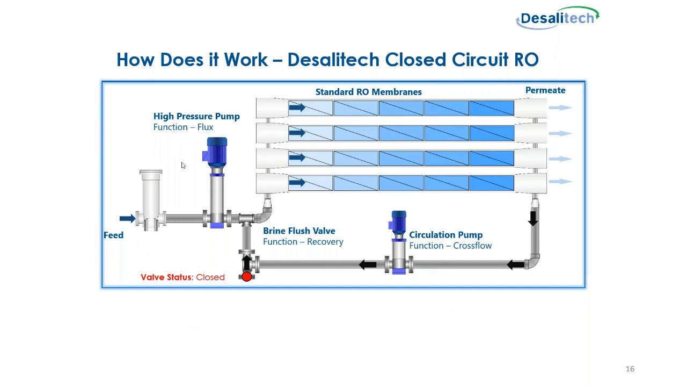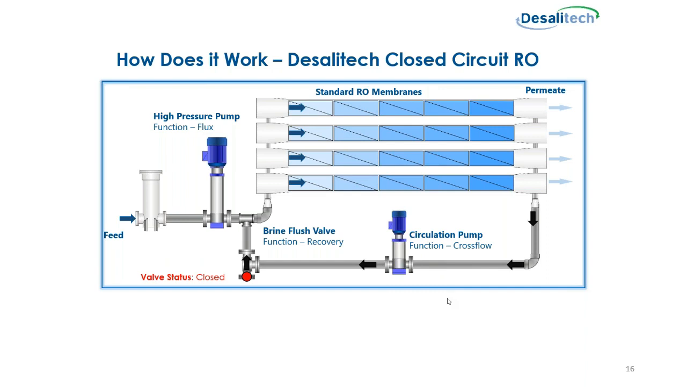My slide graphics aren't going to move here. So the main difference with our system is we always have this one stage configuration, and then the only equipment difference is actually this circulation pump, and that boosts the dP, or the pressure loss, across those 5 membranes.